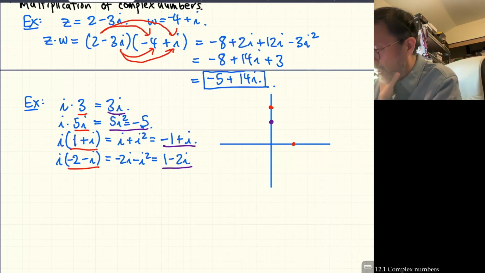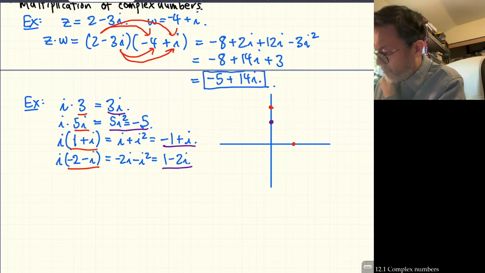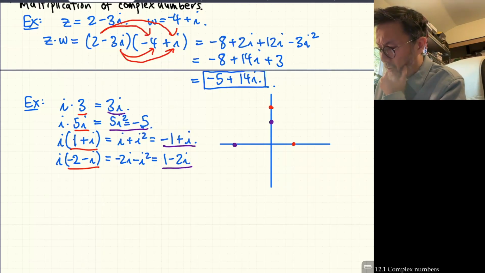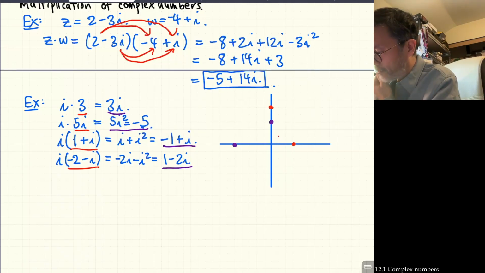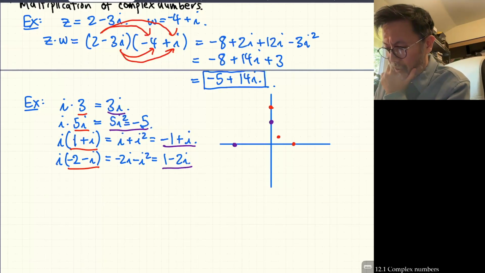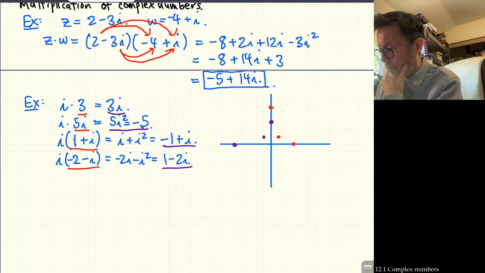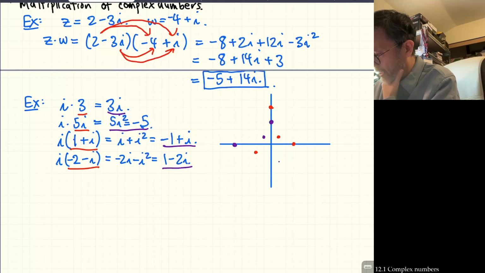Track in red, here's 5. And then in purple, this goes to negative 5i, which is over here. Then in red, I have 1 plus i. So where's 1 plus i? Oh, it's so close. It's right here. And when I multiply by i, where does this go? It goes to negative 1 plus i. That's right there. And then we have negative 2 minus i in red. There it is. And this goes to 1 minus 2i. There.